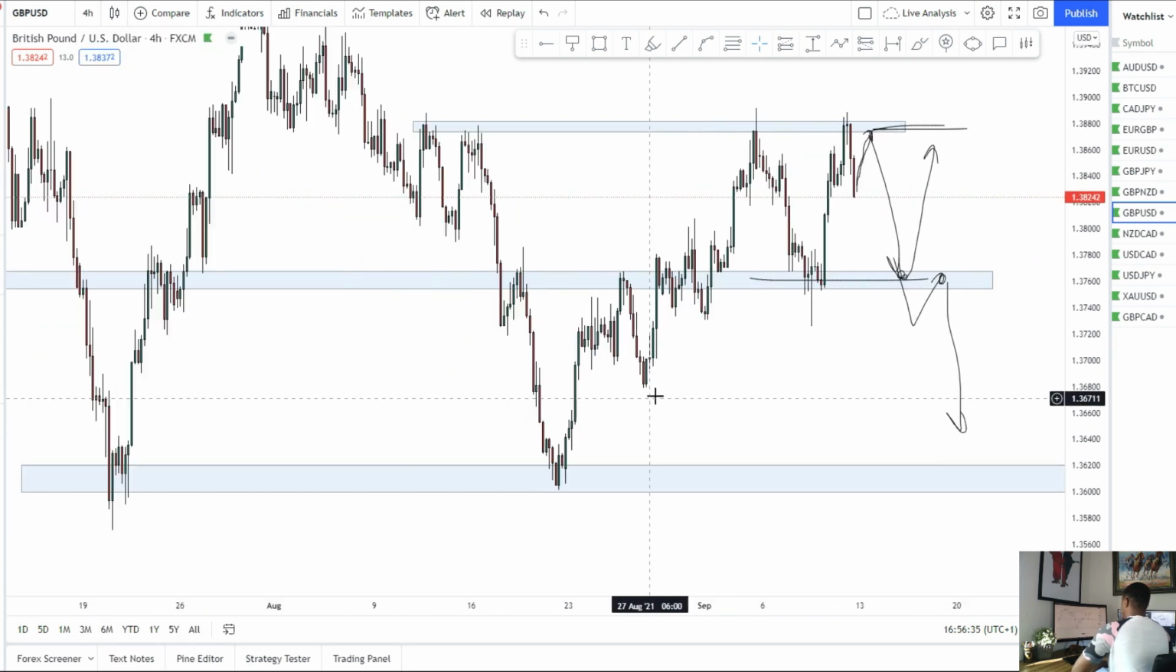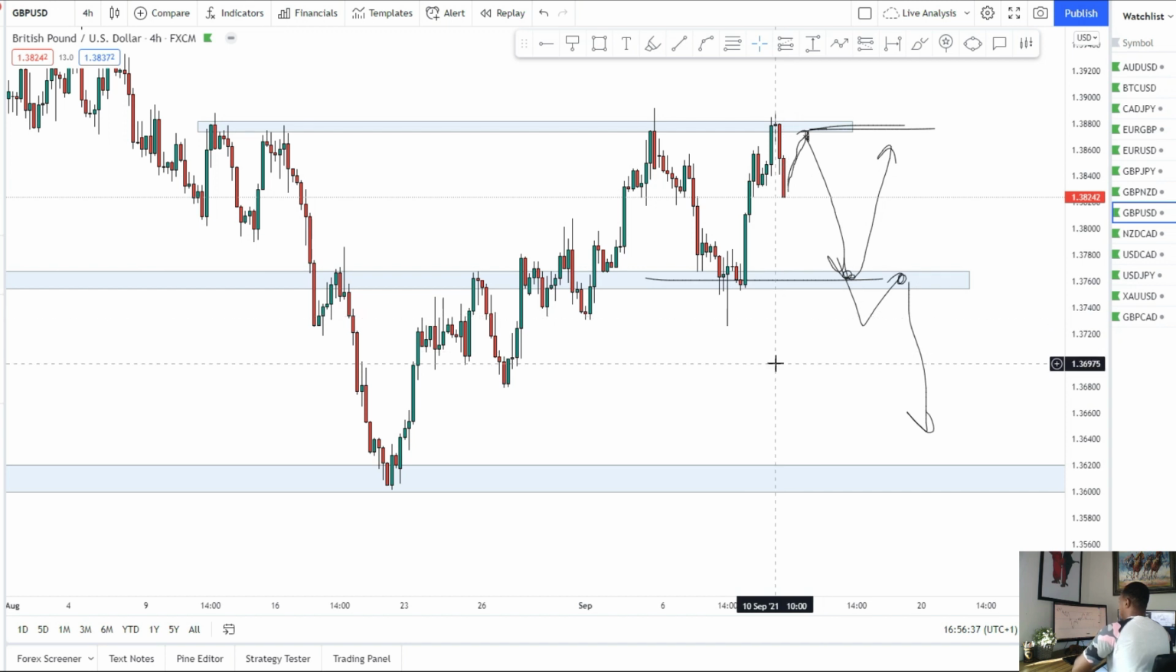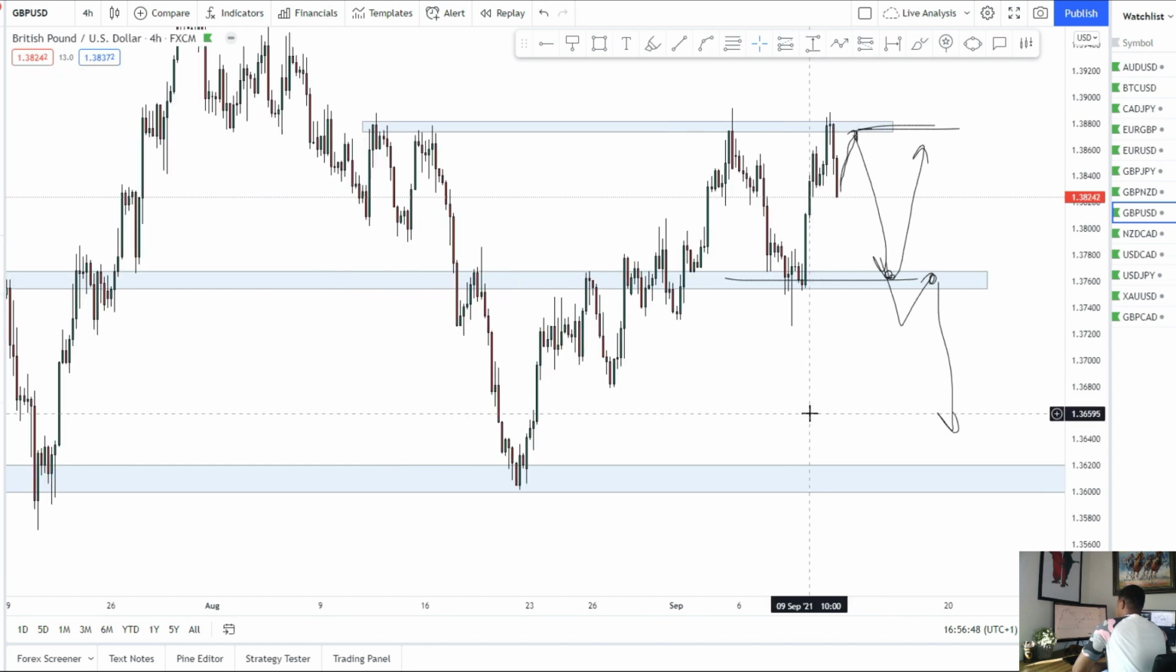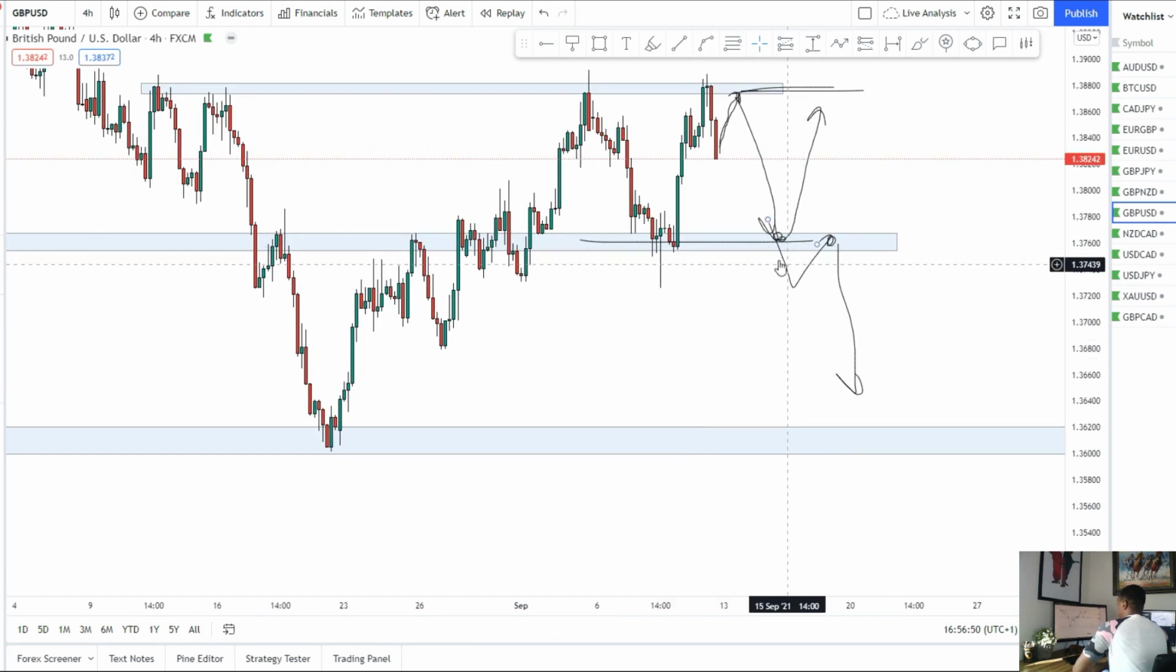So for next week for pound USD, simply playing the range unless we get that breakout to the downside. Not really too interested in the upside after seeing all this rejection. It could happen, but not really looking to take advantage of that opportunity just yet. Need a bit more information before we do that. So we'll be looking for the break to the downside.